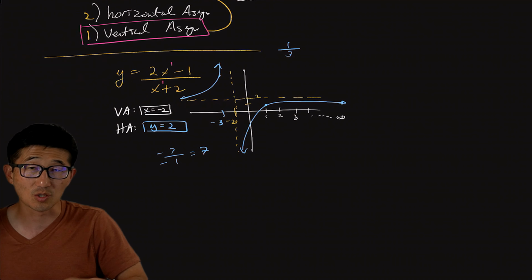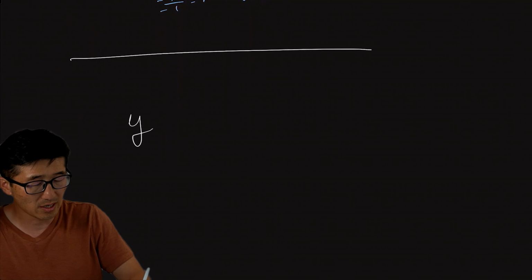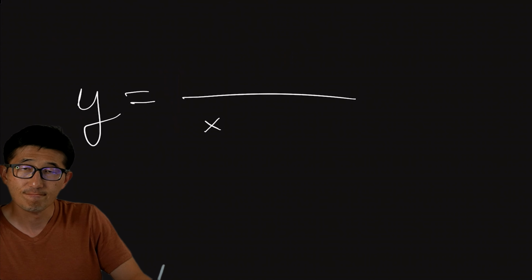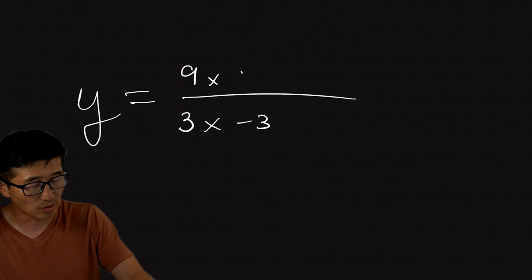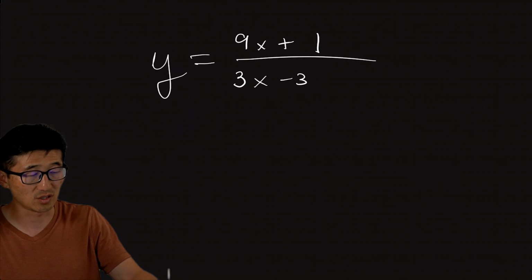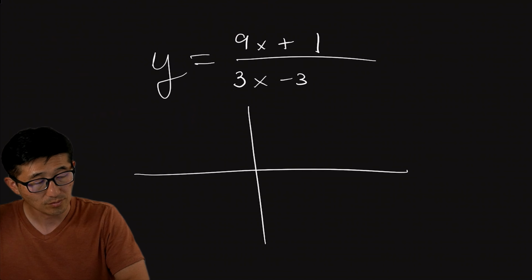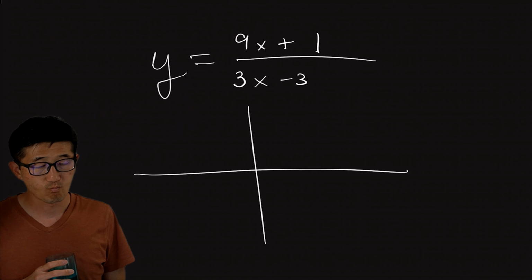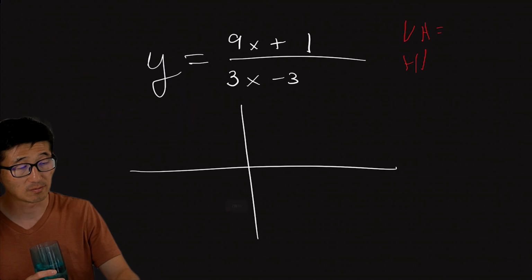Again, I can just make these up right off the fly. So y equals, like, 3x over... I'm going to put here 3x minus 3, and then 9x plus 1. Okay, try that. Graph this by hand real fast. Again, find your vertical asymptote first and then your horizontal asymptote.